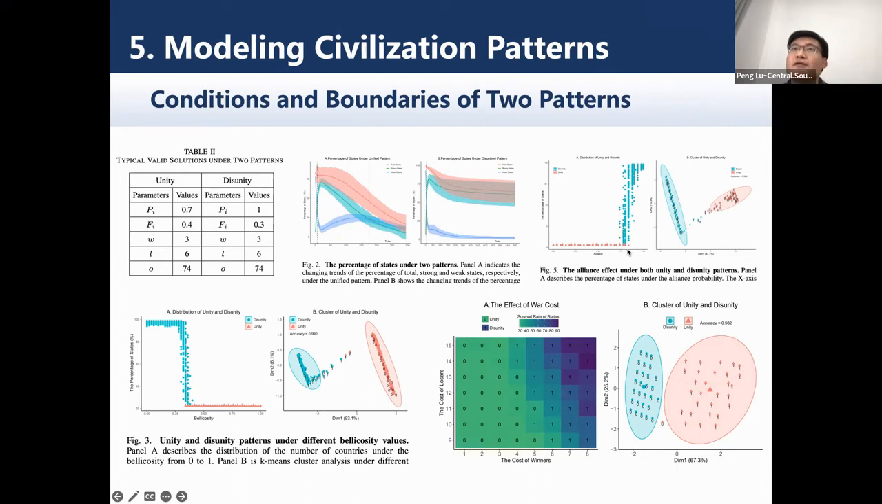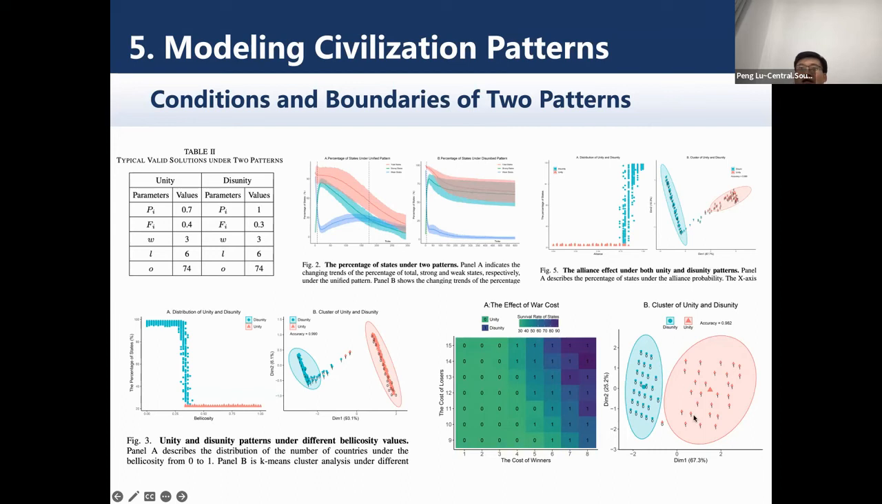So we can find the conditions and boundaries of some key factors. If the alliance propensity is beyond about 0.75, it is very hard to unify the whole country. And for the war propensity, we can also find the boundary. If the war propensity is over about 0.25, it is very easy to unify the whole system, the whole country.